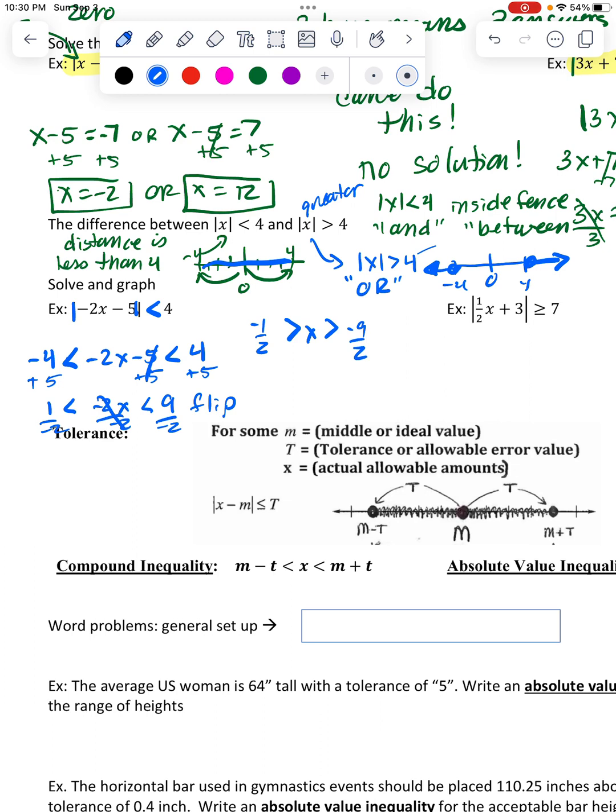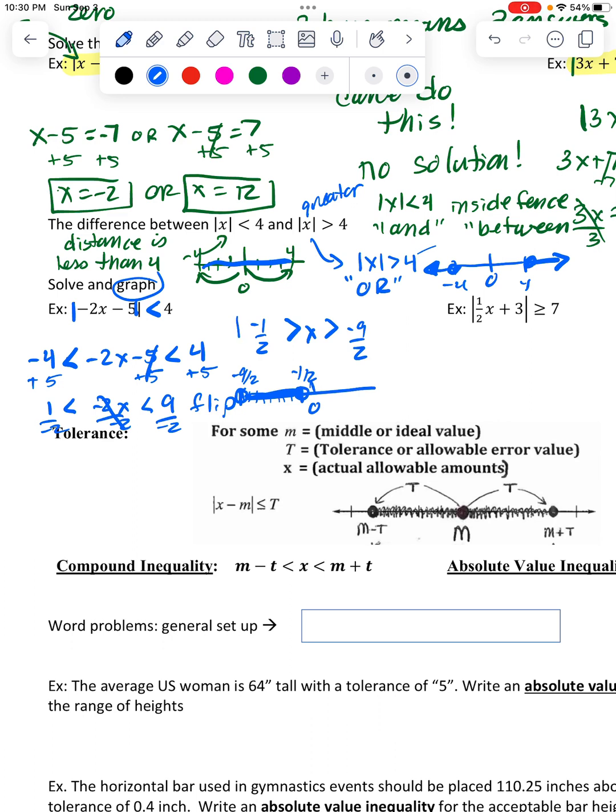So again, it does say to graph. So I have to think about this one a little bit. If this is 0, I'm just going to count these out. 1, 2, 3, 4, 5, 6, 7, 8, 9. So I'm calling this negative 9/2 right here and negative 1/2 right there. And I am in between there. And it is not or equals. So I'm going to have open circle on each of those spots, both at negative 1/2 and at negative 9/2. And I'm going to be in between, because x is in between those two values.